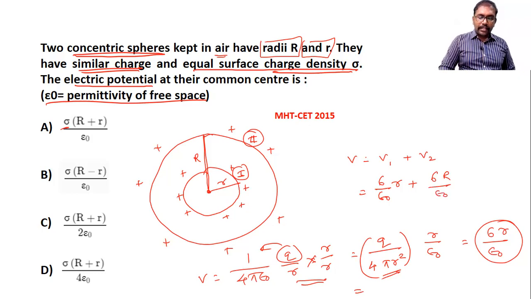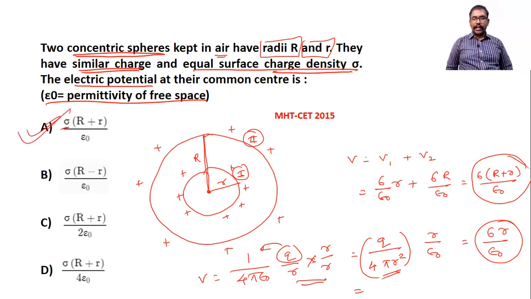Now after solving this we get sigma and epsilon 0 common. So sigma into small r plus capital R, or capital R plus small r, divided by epsilon 0. And you can see this in option A. So option A is the correct option for this question.